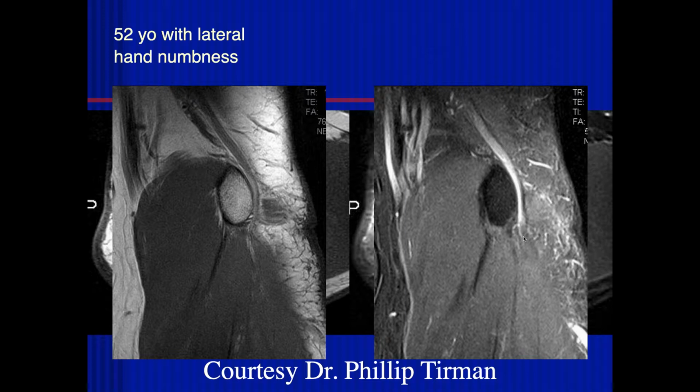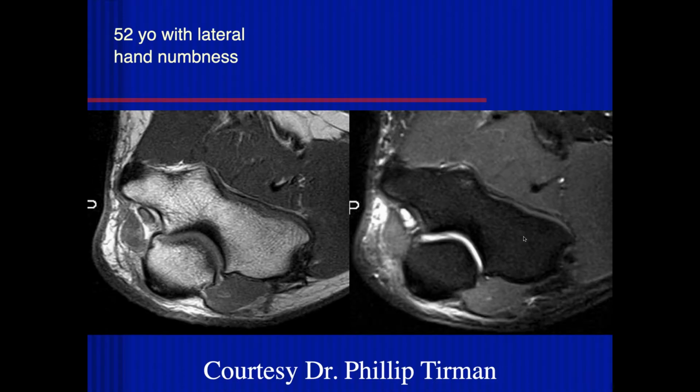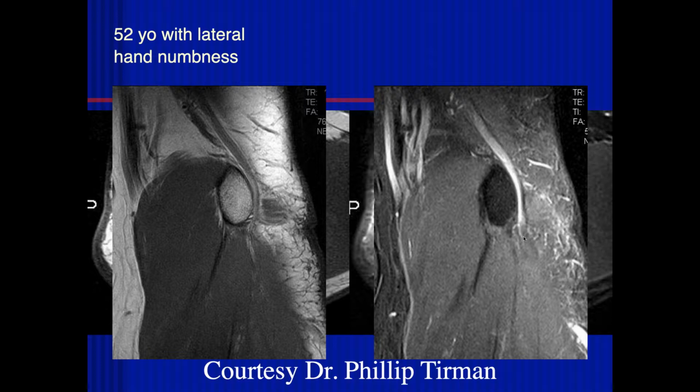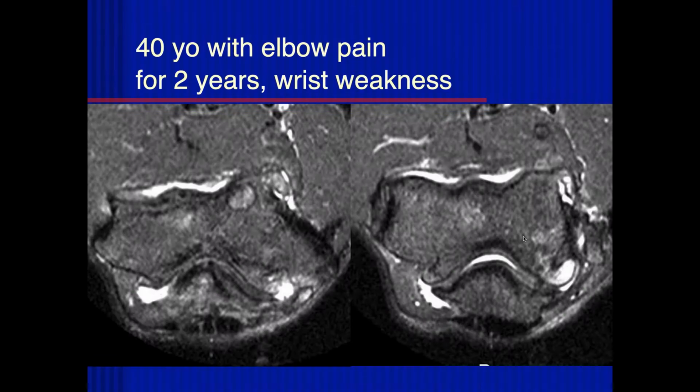Do you have a question? Okay, so this is a 52-year-old with lateral hand numbness. It looks like there is some increased signal. Was that the same case? Okay, so this is the lateral. Apologize, it's just the sagittal images showing it.